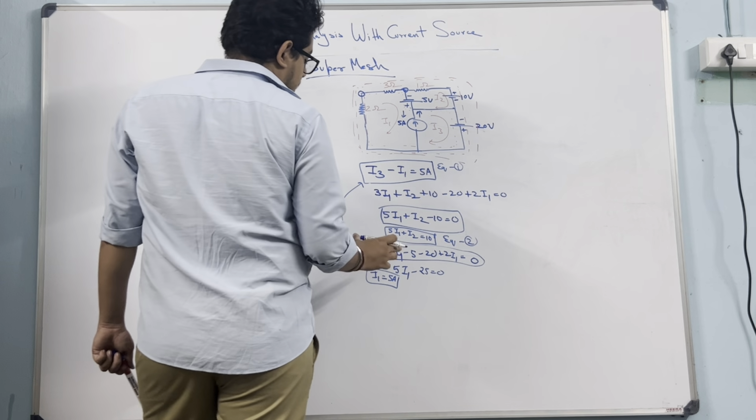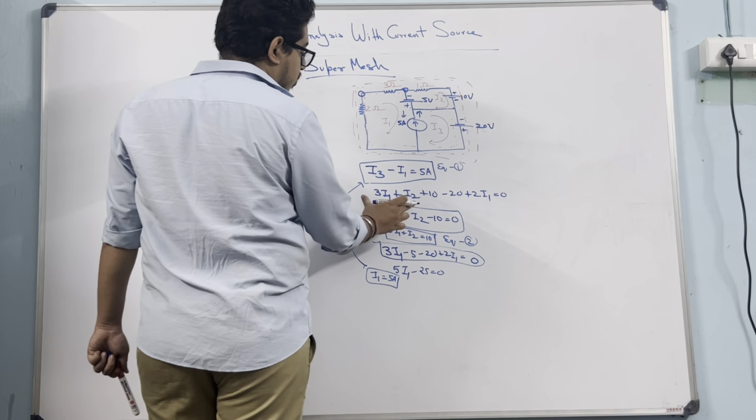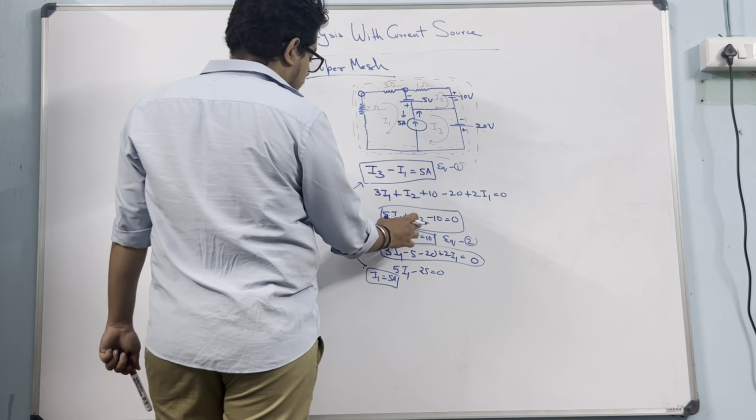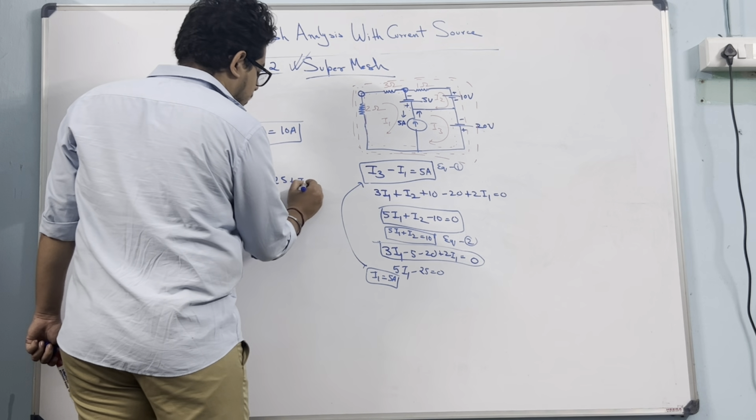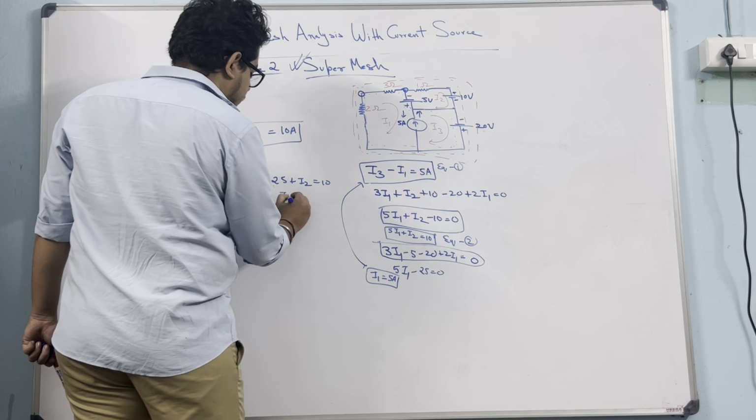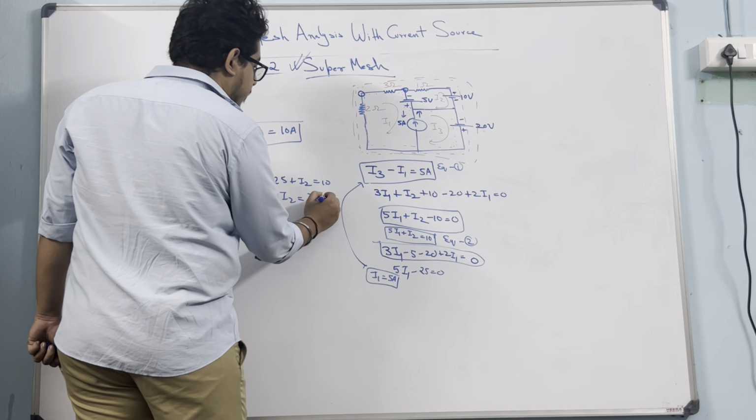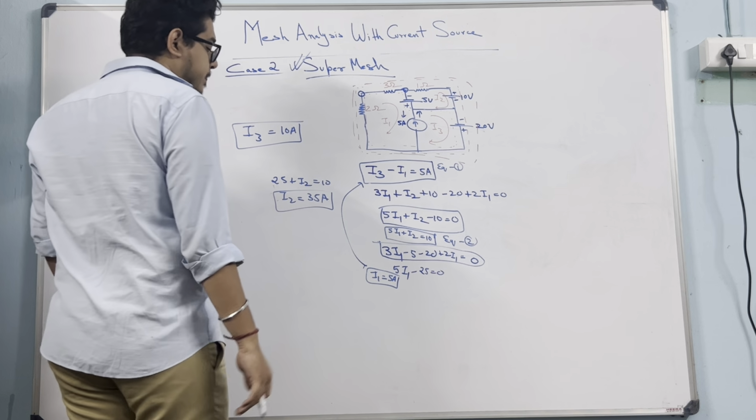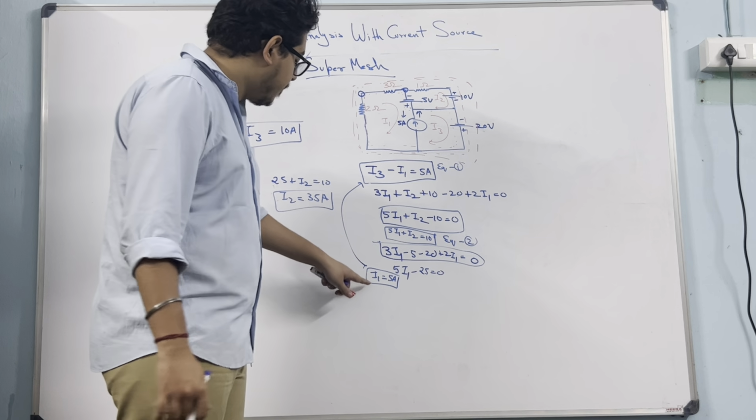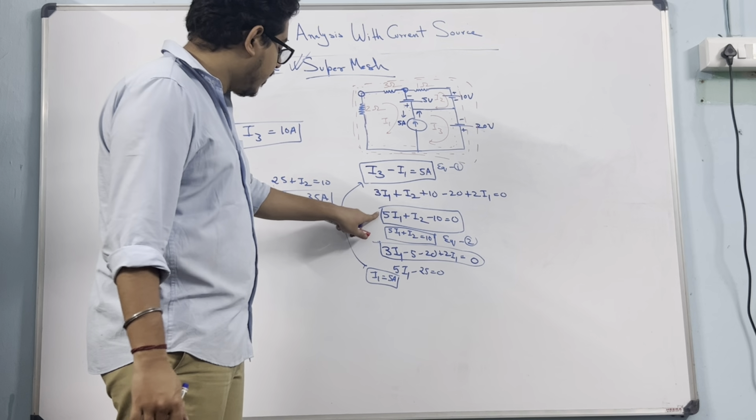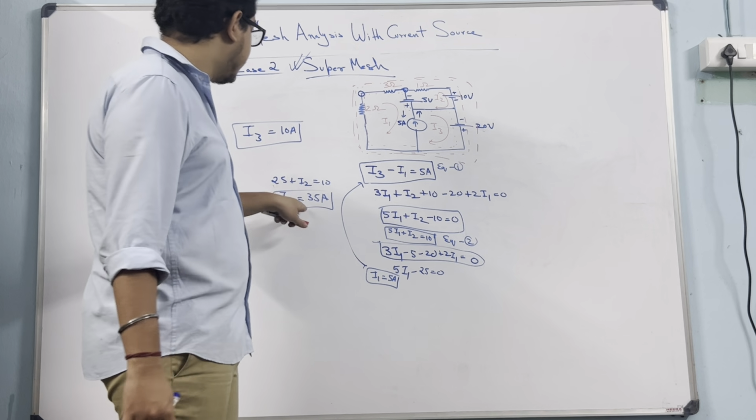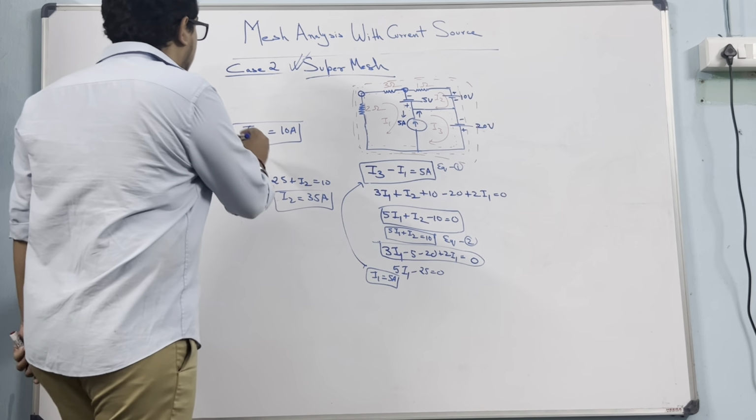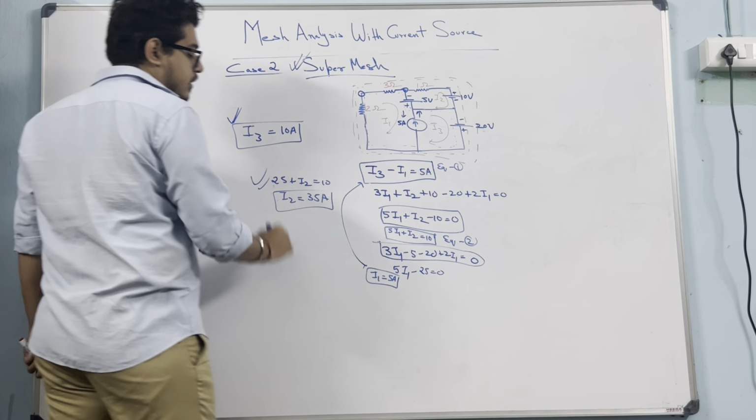Now I have i1 and i3. So in order to know i2 I will just put i1 in here. So 25 plus i2 equal to 10, i2 equal to 35 amperes. Okay. So just as what we have done, I put the i1 value in this equation. So 25 plus i2 will be equal to 10, i2 will be equal to 2 amperes. So I got all the currents. Okay, I got all the currents.